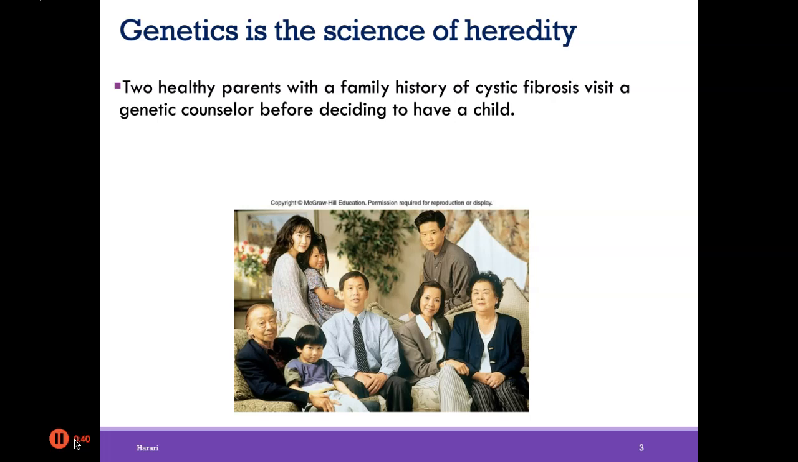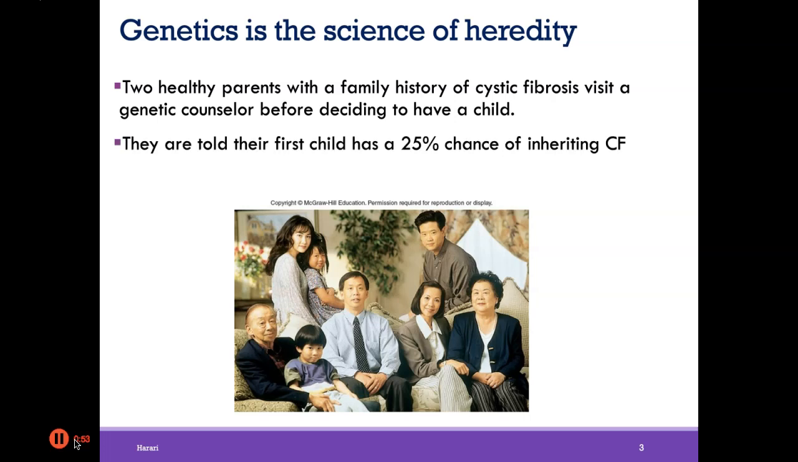So suppose two healthy parents with a family history of cystic fibrosis visit a genetic counselor before deciding to have a child. The genetic counselor looks at the family's history, looks at the pedigrees, and tells the parents that their child has a 25% chance of inheriting cystic fibrosis. So now the parents have a choice to make. Should they try to have a child? Is it worth the odds? And how do we know all this information? This chapter will explain how we understand how different traits get inherited and how we can calculate probabilities of that inheritance.